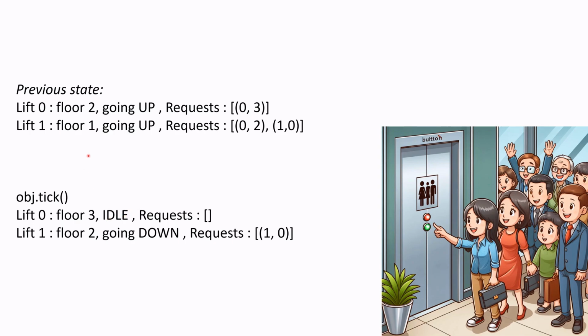For lift 1, it was at floor 1, so now it reaches floor 2. At floor 2, the first request, that person got out, so now it has only one request, 1 0. And since that request is in the down direction, the direction of lift 1 now changes to going down. So this is how the state change works.